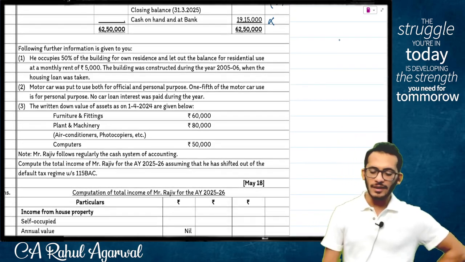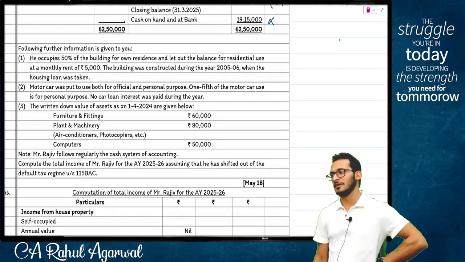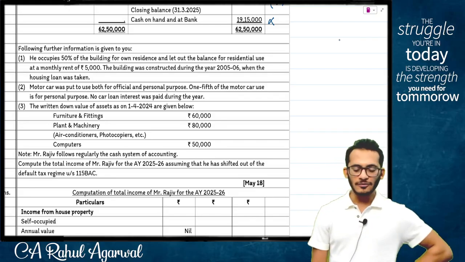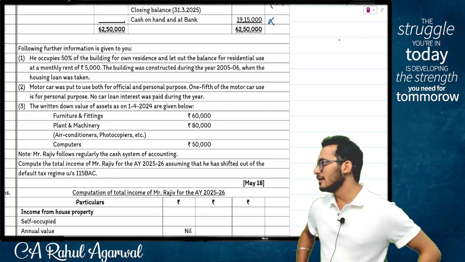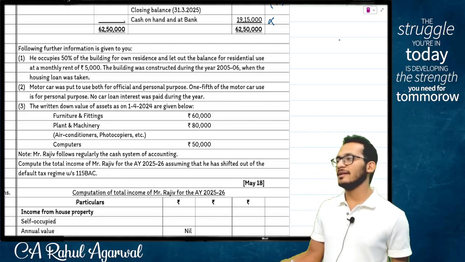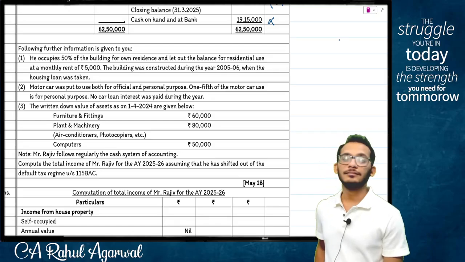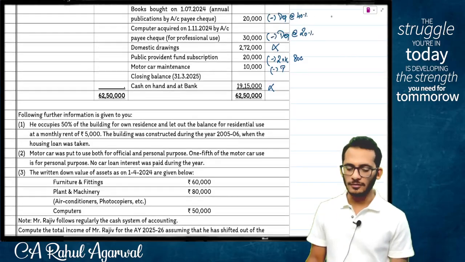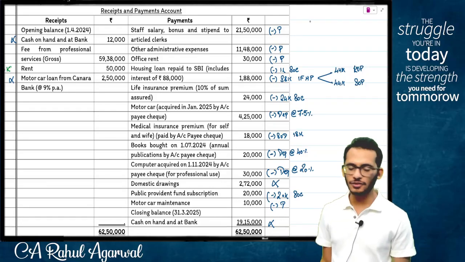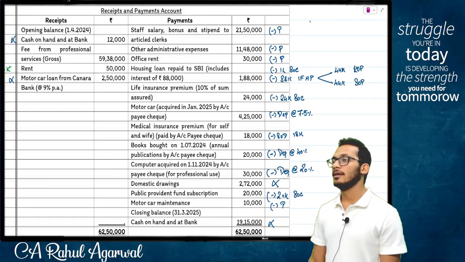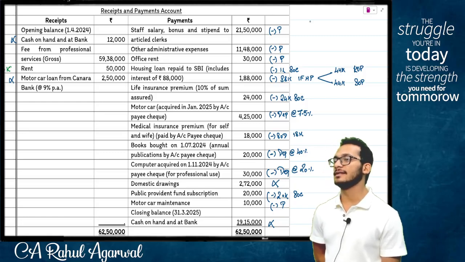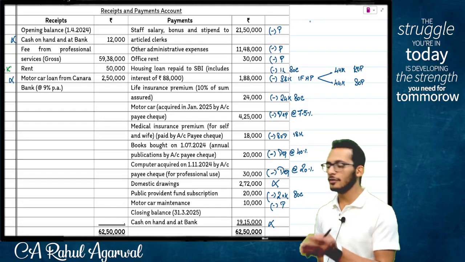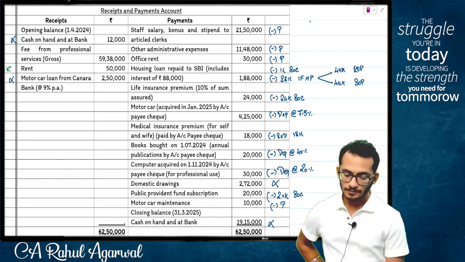Next, motor car was used for both official and personal purpose. 1/5 of the motor car is for personal purpose. No car loan interest was paid during the year. Yes. Now the question is saying I have the car for personal use also. People, look at all the items and tell me where the issue will come. Left side, will the issue come or not? Not come, because the question itself says interest is not paid, so let it go. Come to the right side, where will the issue come?